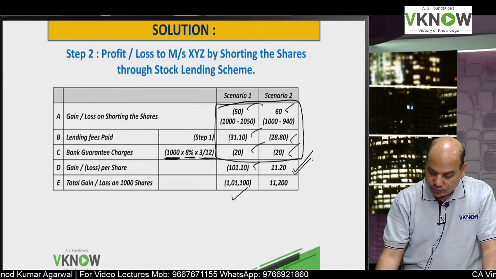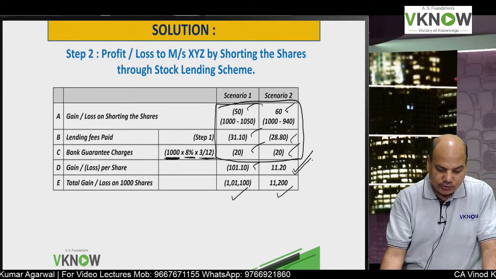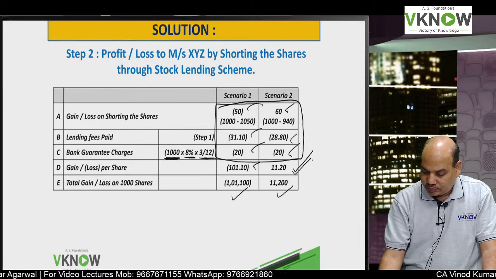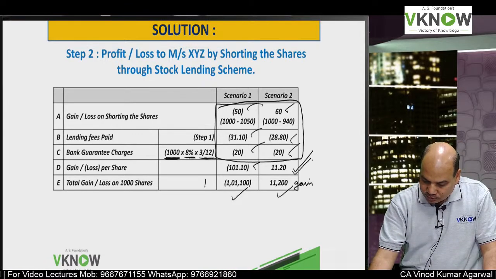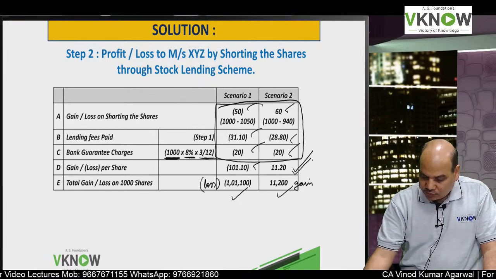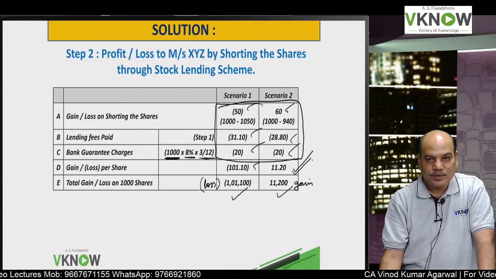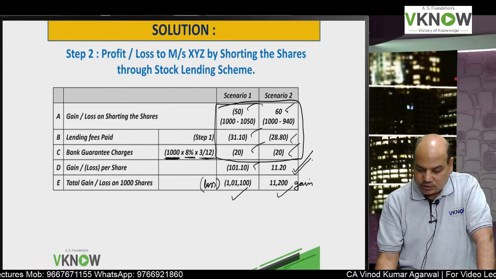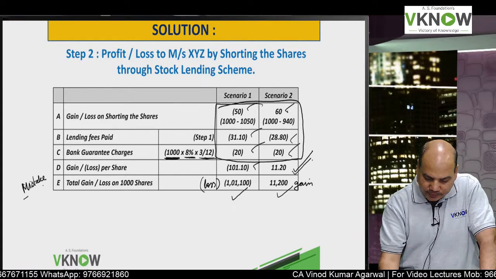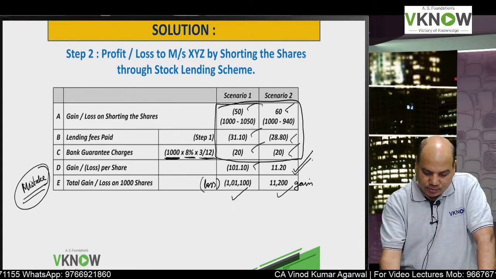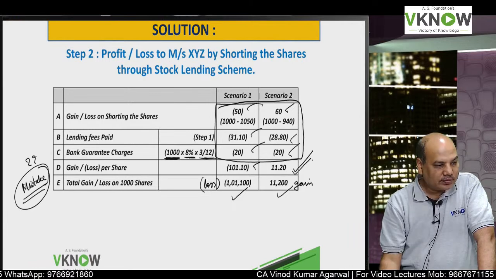1,01,100. Second column 11,200 gain. This is gain. This is loss. But this is the institute answer. There is one small mistake in this answer. What is the mistake? Can you guess the mistake? Spot the mistake in the answer.